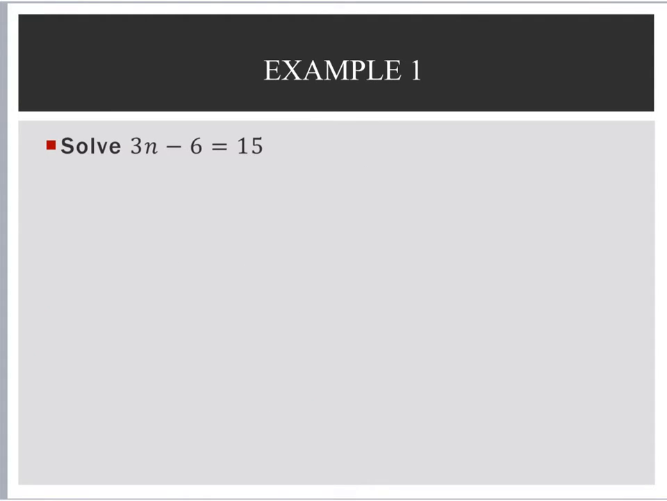So for example 1, it says to solve 3n minus 6 equals 15. Ultimately I have to get the variable piece by itself. So in this case, this is my variable piece. In order to get it by itself, I have to undo the other stuff that's attached to it, which in this case is subtracting 6. So to undo the subtraction, I'm going to add 6 to both sides, and this is going to give me 3n equals 21.